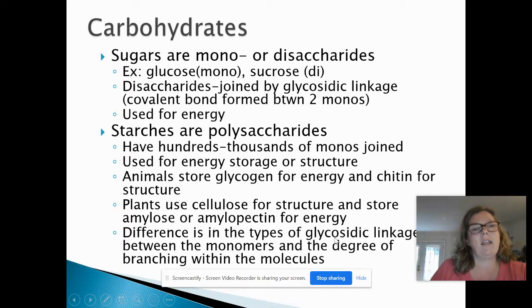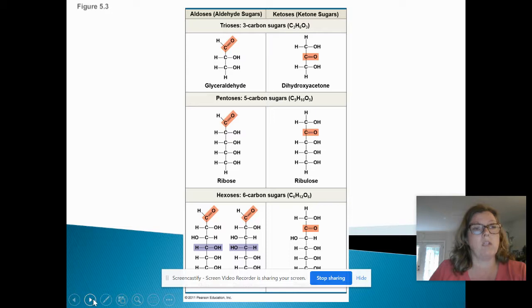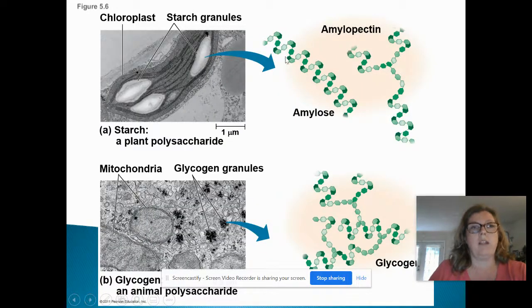Okay, and again, the difference in these is the types of glycosidic linkage between the monomers, but also the degree of branching. So let's look at some pictures of what this looks like. All right, so here are some sugars, right? Sugars can take on a chain structure like you see here, or they can actually kind of fold back on themselves and create what's called a ring structure.